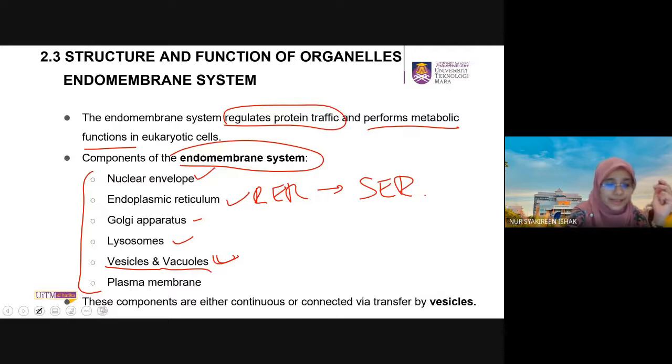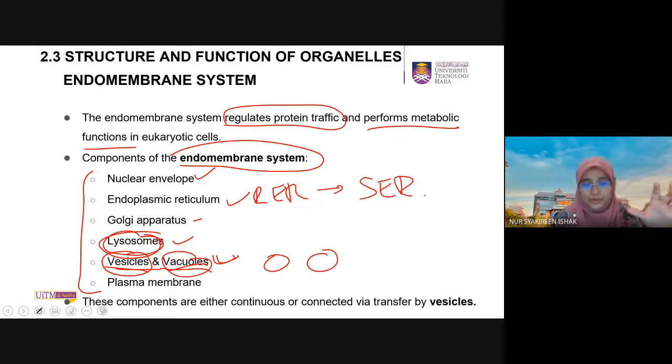The membrane of vesicles and also the membrane of vacuole, same goes to the membrane of lysosome, originates from the membrane of Golgi apparatus, which originates from the membrane of rough ER. So the membranes of these organelles are connected directly or indirectly from one organelle to another organelle.